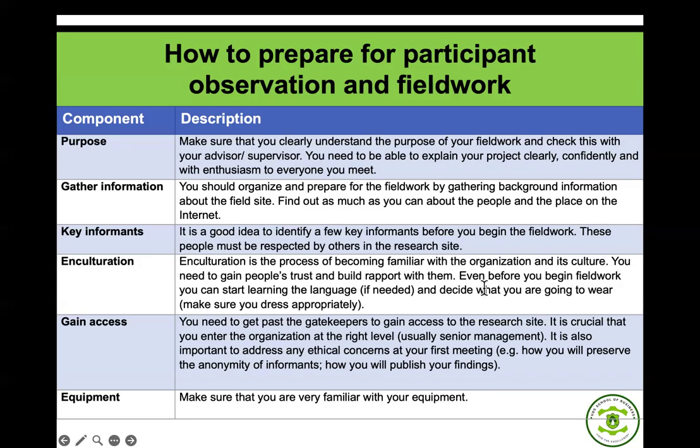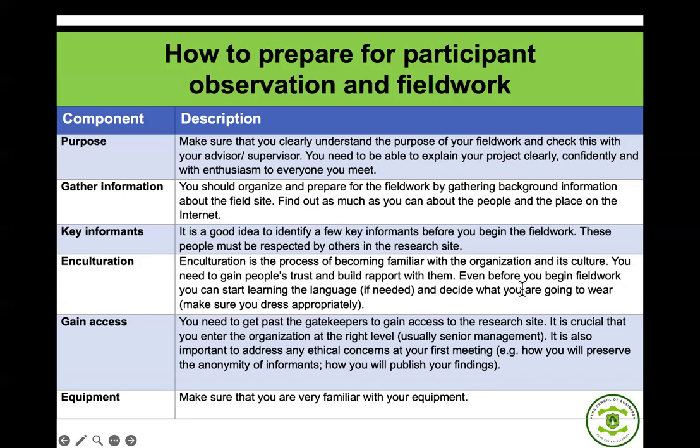The fourth one is enculturation. Enculturation is a process of becoming very familiar with the organization and its culture. And by this, you need to focus on gaining people's trust and then building some level of rapport with them. You should also try to understand the language that they speak, if necessary, so that you'll be able to plan the appropriate way to deal with them. Sometimes it even involves dressing. How you dress into that environment is also very important.